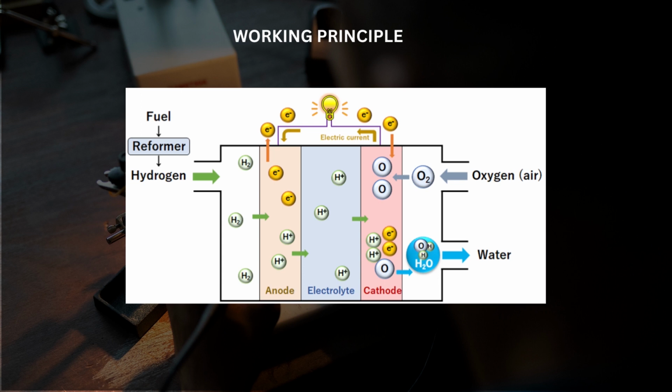Fifth, we have electricity generation. The flow of electrons through the external circuit generates electrical power that can be used for various applications, from small electronic devices to vehicles and stationary power generation. Sixth, we have heat generation. Along with electricity, a fuel cell also produces heat as a byproduct of the electrochemical reaction. This heat can be harnessed for various purposes, such as heating water or providing climate control in a vehicle or building.